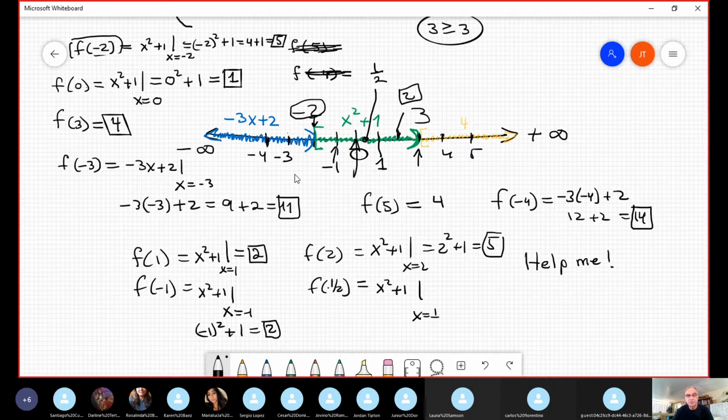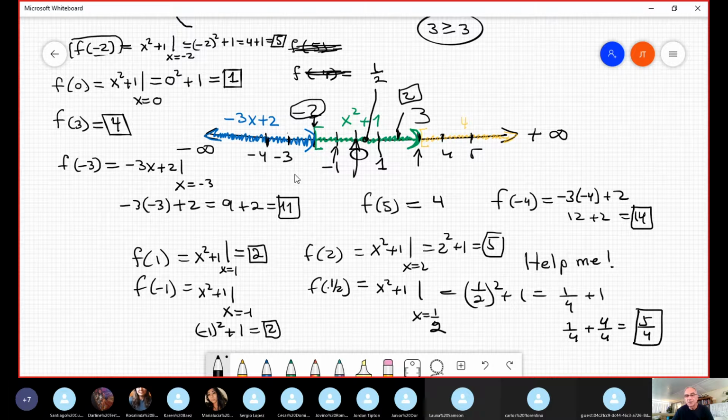X equal 1/2 is 1/2 squared plus 1. 1/2 squared, 1 over 4, plus 1. 1 is 4 over 4, so it is 5 over 4. Leave it like that or in decimal, either way.